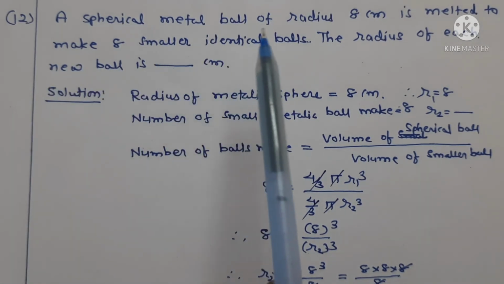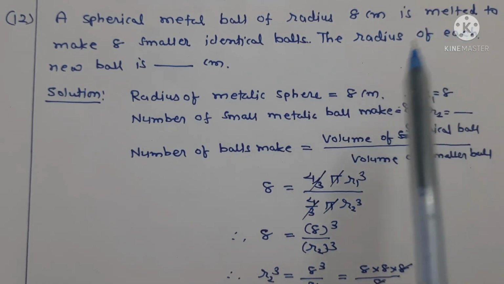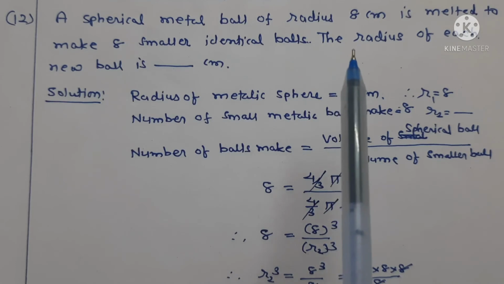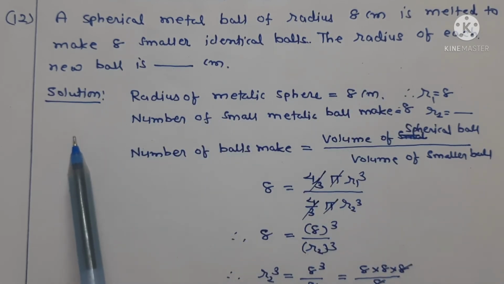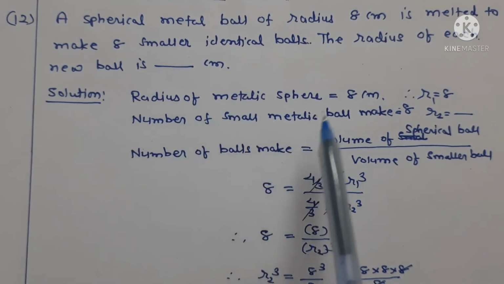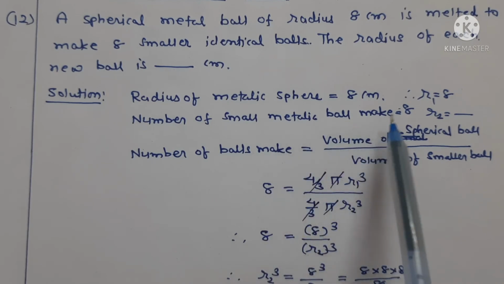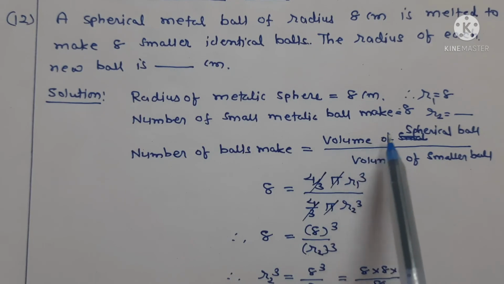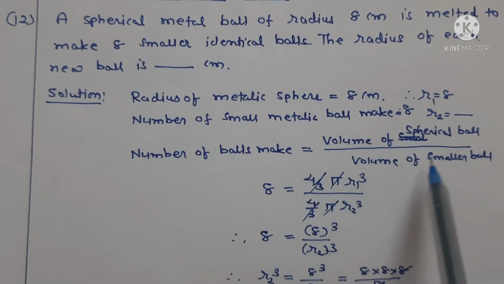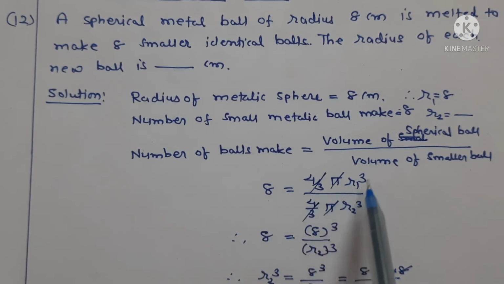A spherical metallic ball of radius 8 cm is melted and small spherical balls are made. So find the radius of the new ball. Now we start the solution. Radius of the metallic sphere equals 8 cm. Number of small balls equals 8. We know the formula: number of small balls equals volume of the big spherical ball upon volume of the small ball.